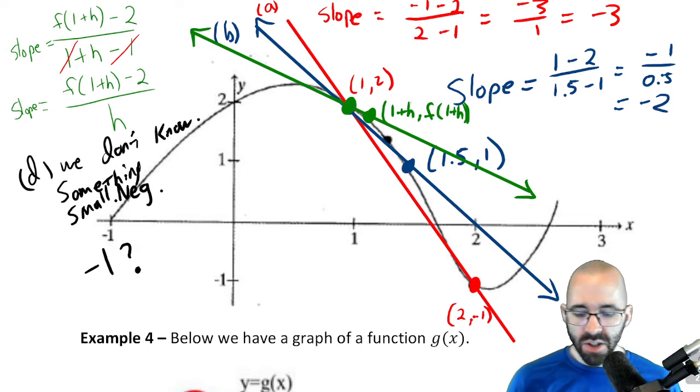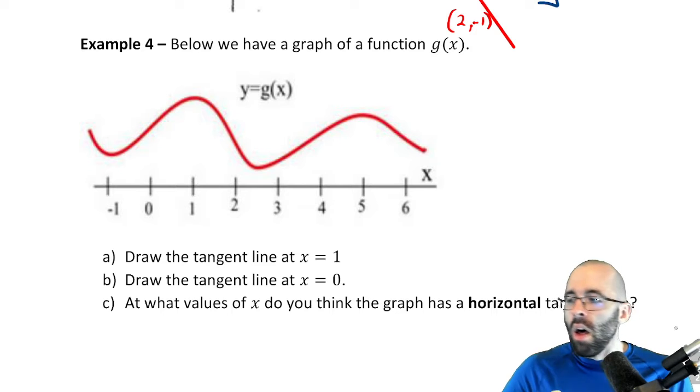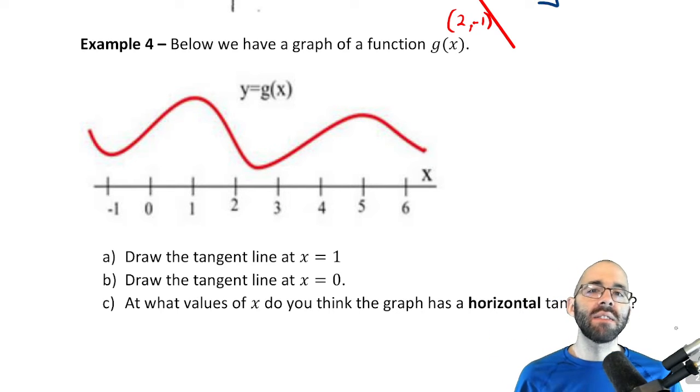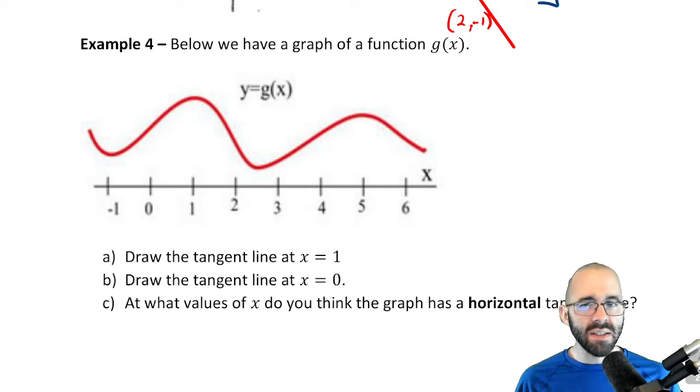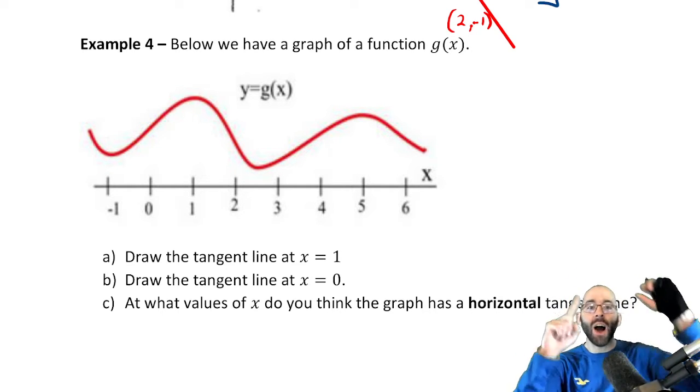If we had a cleaner picture, we could draw it and approximate it that way. But that's not the point here. The point is, what's the connection between a secant line and a tangent line? What is a secant line? What is a tangent line? More about tangent lines right now, okay?